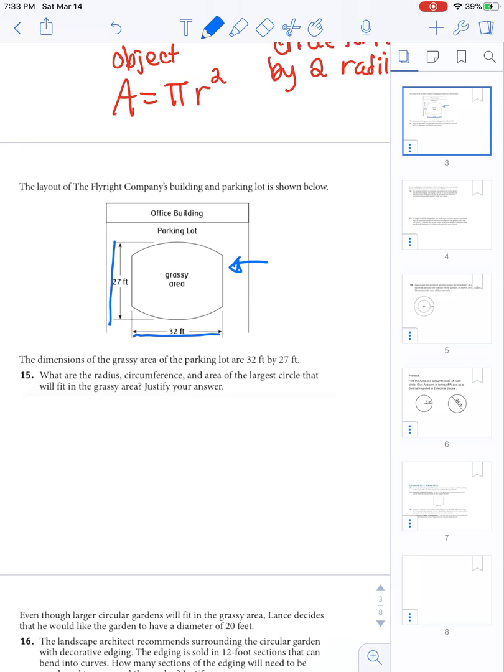Now keep in mind, if you think of it as top to bottom, this could be represented by the diameter. So for example, we could have a diameter of 27 feet and we could draw a circle that has that diameter inside this. Since a diameter of 27 feet this way would be less than that 32, a diameter of 27 is going to be the largest diameter that could fit in the circle. So if we're looking at a diameter of 27 feet, remember that the radius is half the diameter, so the radius of that circle would be 13.5 feet.